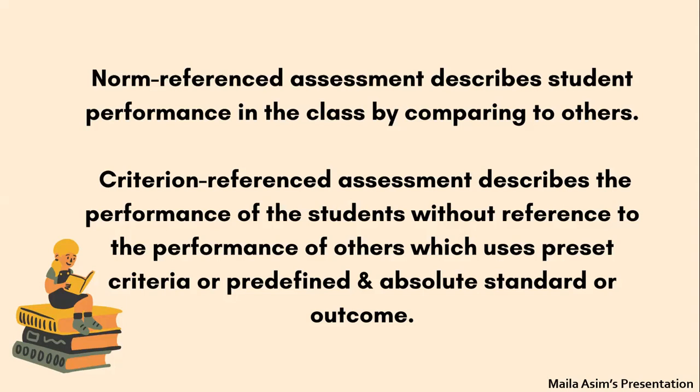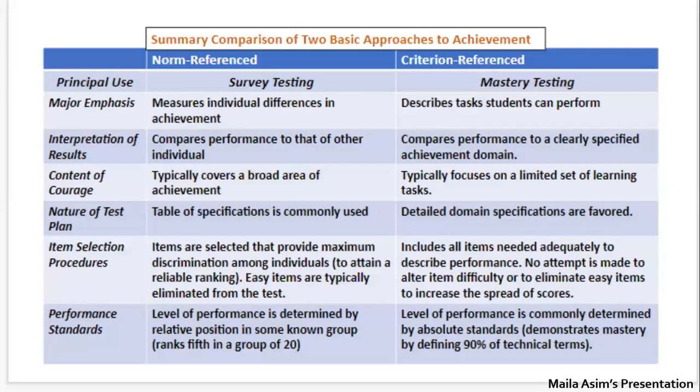So which will you prefer? Norm-referenced or criterion-referenced? I think that you are choosing the criterion-referenced assessment, right? Because you don't want to be compared with the other students. But if we're applying the norm-referenced, and you see that you have not improved, unlike your classmates, you will be trying your best to improve. That's one of the advantages of using the norm-referenced assessment. Okay?